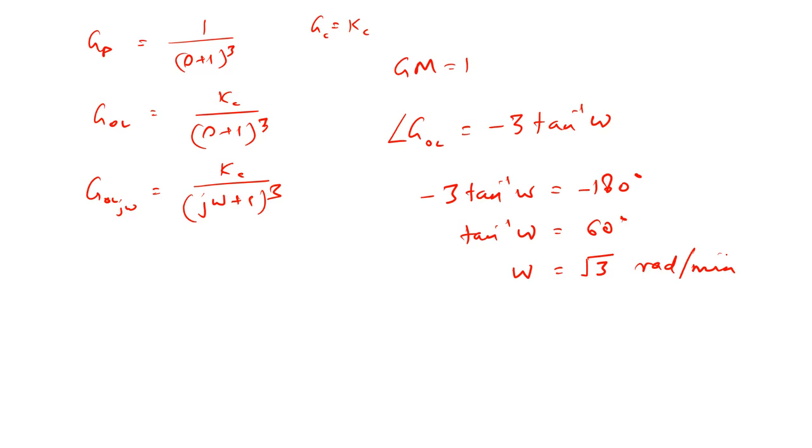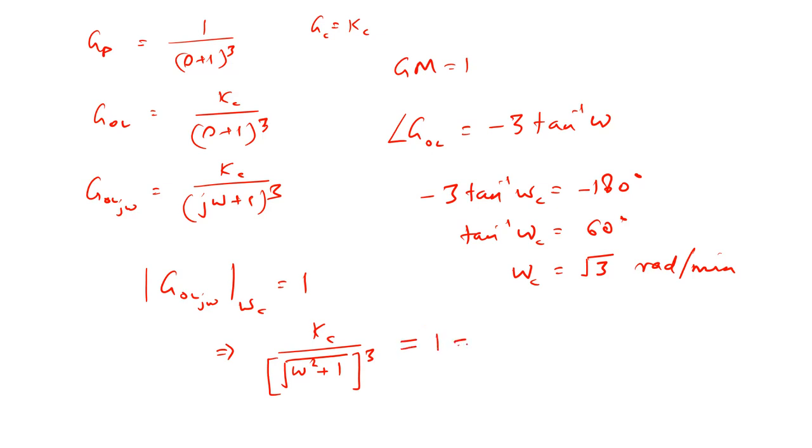And what is the Kc corresponding? Well, this is omega critical, where the phase becomes minus 180. So omega critical is square root 3 radians per minute. What is the Kc that makes the Nyquist plot pass through minus 1? That we can get by saying that the magnitude of G open loop j omega at omega critical must be equal to 1, which implies that Kc over omega squared plus 1, which is the magnitude, raised to the power 3, should be equal to 1, which implies Kc is equal to omega squared plus 1 to the power 3 by 2.